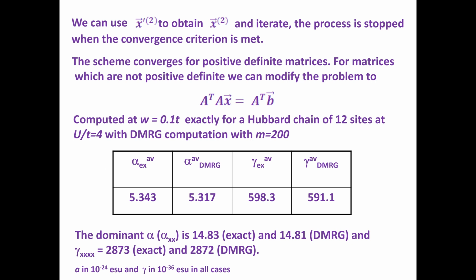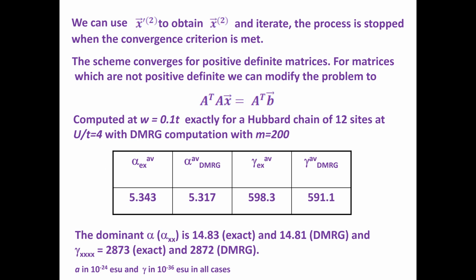And this one, way back in 1996 or 97, we showed that we could calculate the gammas, for example, alpha and gamma. Alpha is the polarizability. Exact polarizability for a 12-site problem was 5.343, and from DMRG we got 5.317, and gamma was 598.3. We got from DMRG 591.1, and all of these are in units of ESU, 10 to the power minus 24 and 10 to the minus 36 ESU.